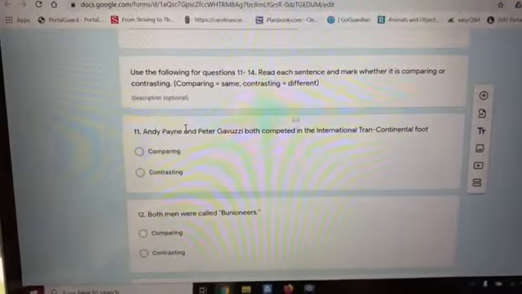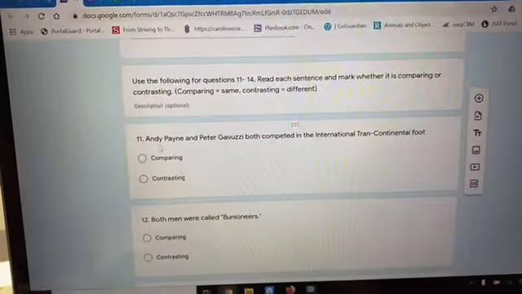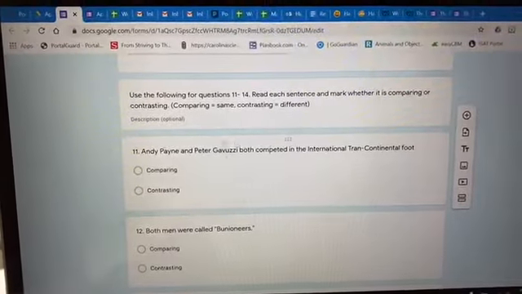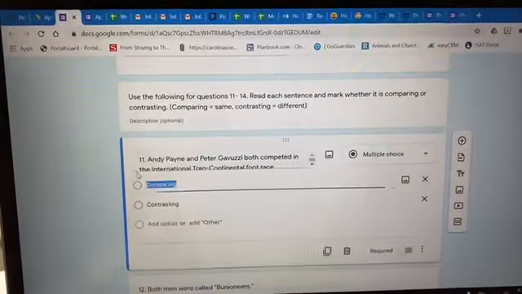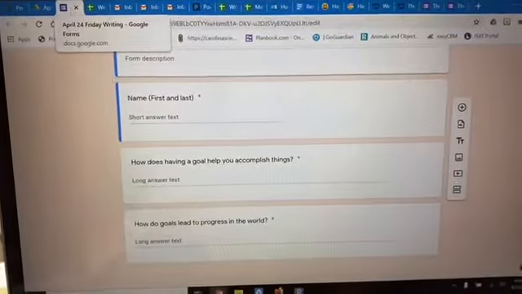So Andy Payne and Peter Gavuzzi both competed in the International Transcontinental Foot Race. Is that comparing or contrasting? Now, that's something they did the same, so it's probably comparing. So, anyway, comparing and contrasting.